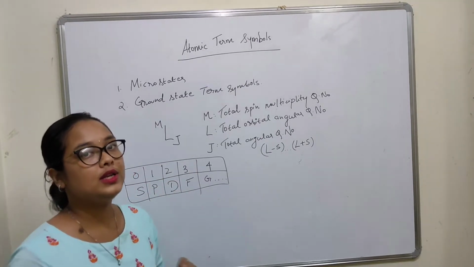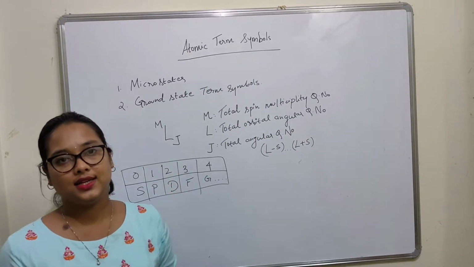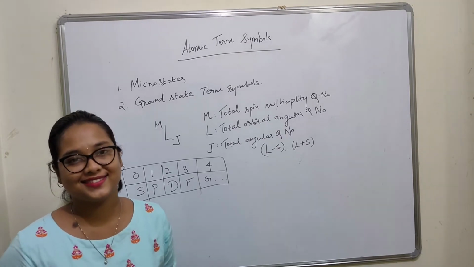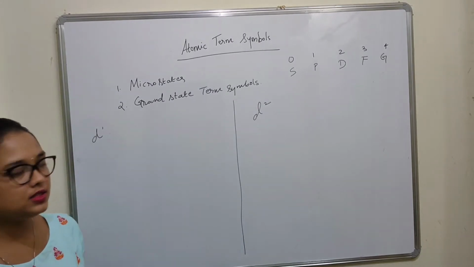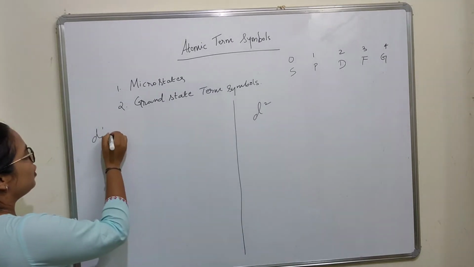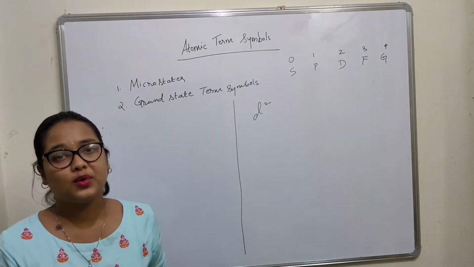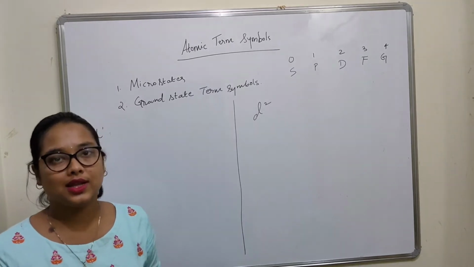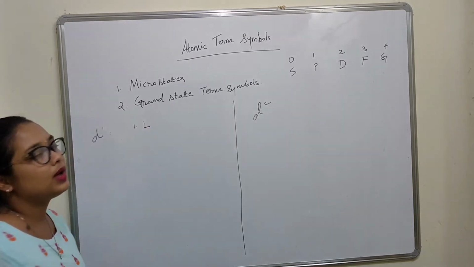Now what we will do, we will take the D1 configuration and understand each of the terms in detail so that your concept of atomic term symbol simplifies. Okay, so let's start with the very first configuration I have taken, D1. Now I will give you a list of steps that you can follow, so that no matter what question you are asked on atomic term symbols, you follow similar steps and you will get the answer. The first thing that we do is we always find out the value of L.